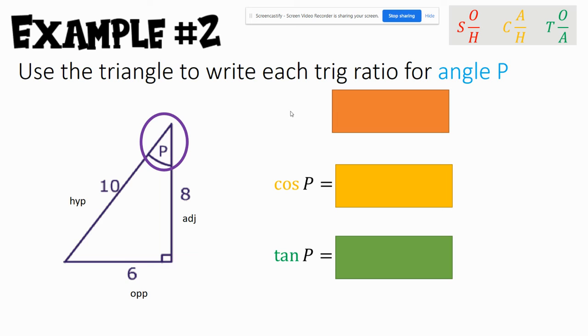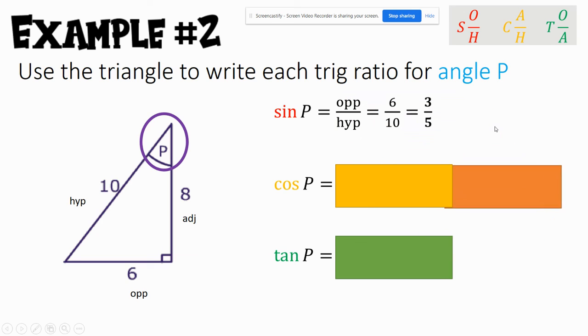This should have said sine of angle P. I don't know where it went. I don't know what happened there, but you can figure it out. So sine of angle P, the directions just want the ratio. So I think back to that mnemonic device. Sine is the opposite side over the hypotenuse. But remember, when you write your ratios, you want to make sure that they're simplified. So 6/10 is a fraction that can be simplified. So my simplified ratio would be 3/5.